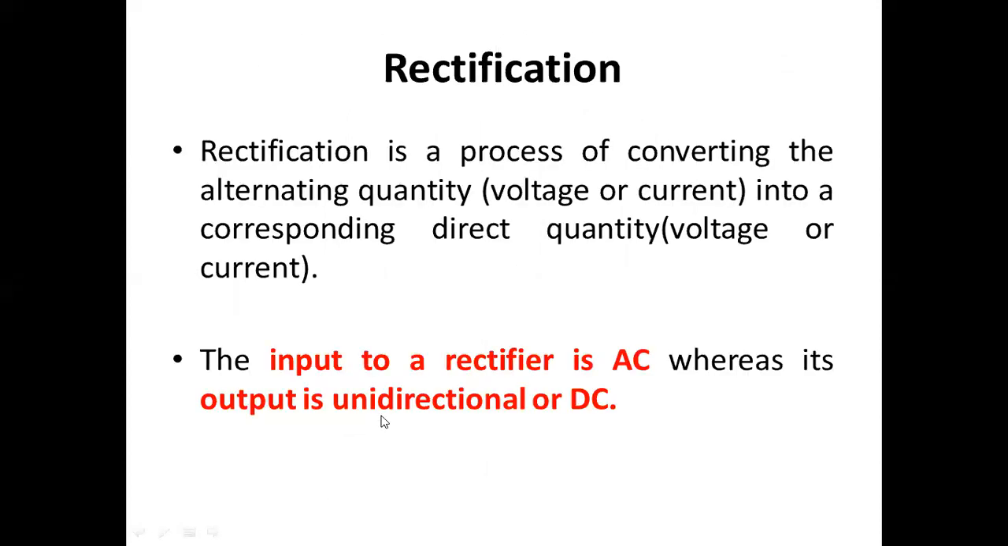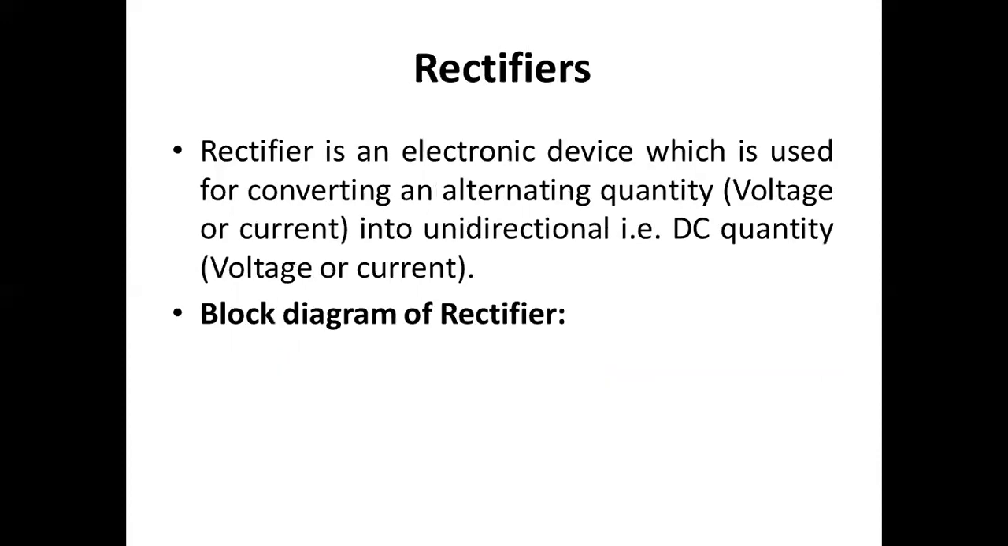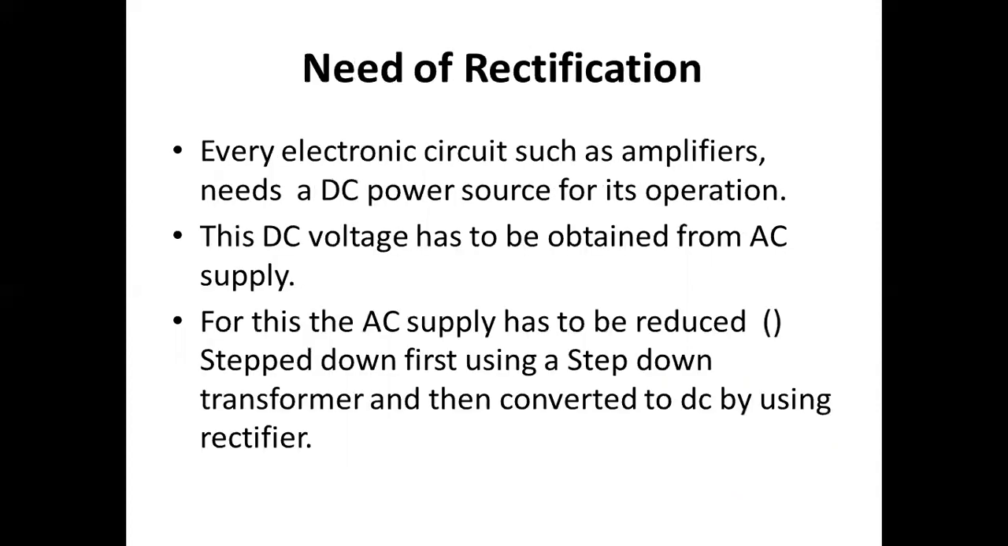Rectification is a process of converting the alternating quantity of a voltage or current into the corresponding direct quantity of a voltage or current. The input to a rectifier is AC, whereas its output is unidirectional or DC. A rectifier is an electronic device which is used for converting an alternating quantity into unidirectional quantities, and the block diagram has been observed here also previously.